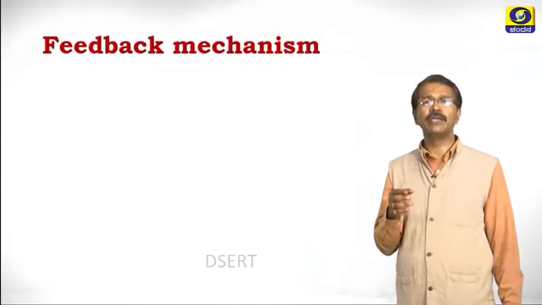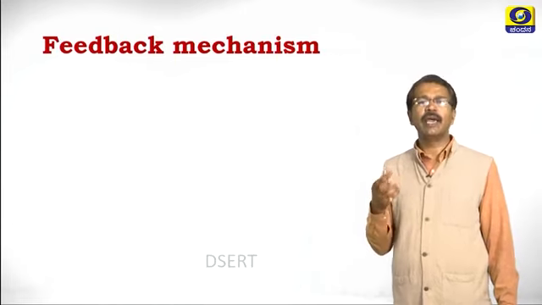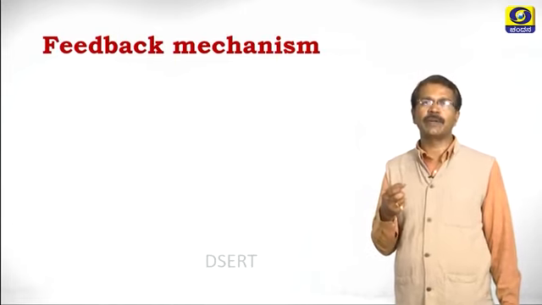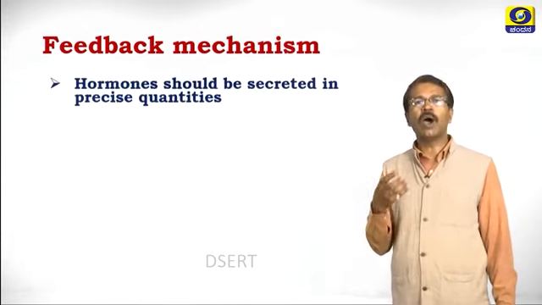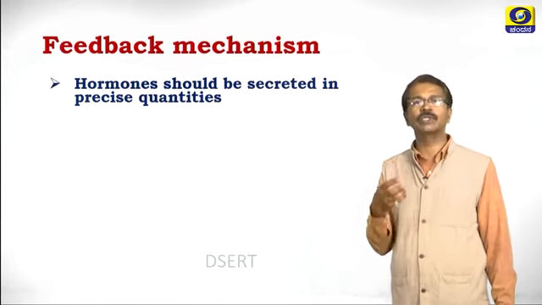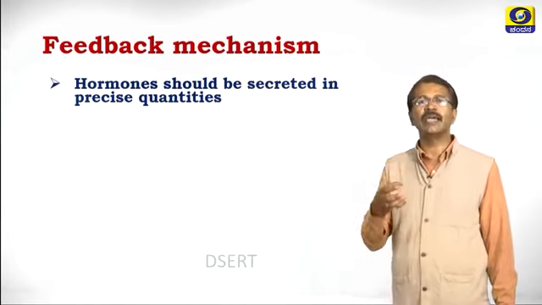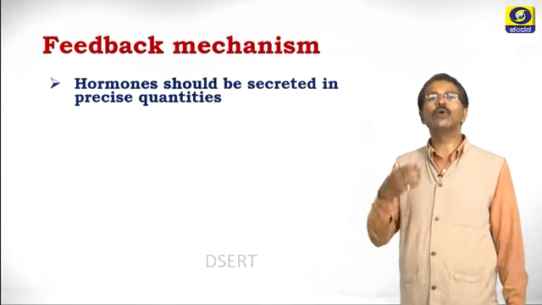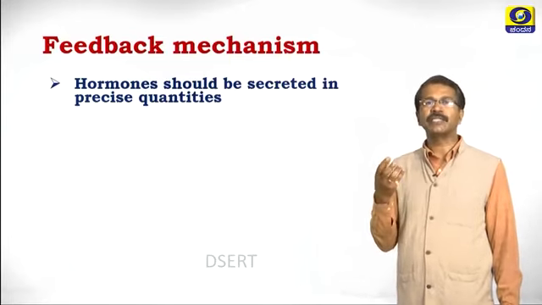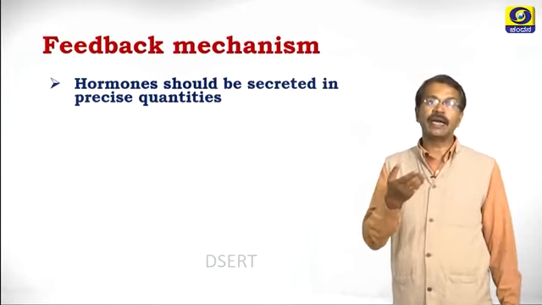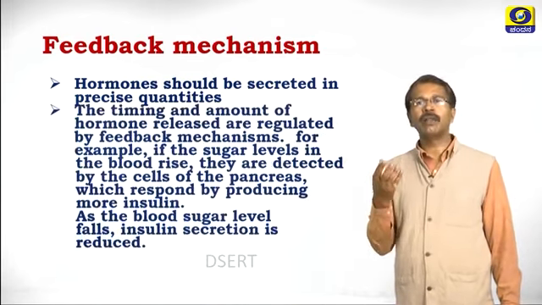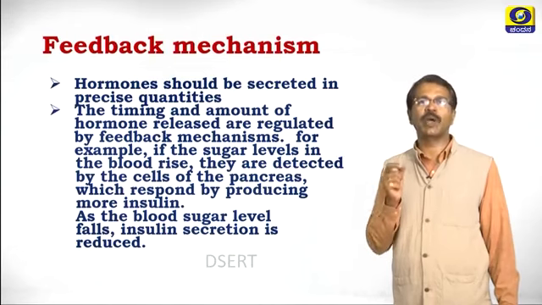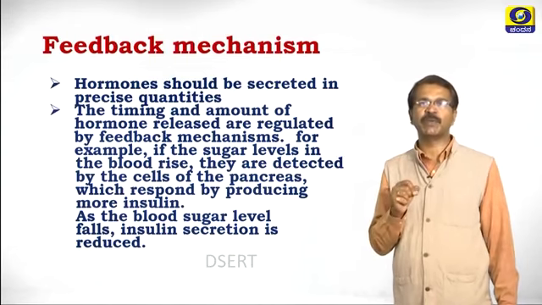Likewise, all these endocrine glands help in coordination. Now come to the feedback mechanism. What is this feedback mechanism? How do hormones or glands come to know that it is the right time to produce hormones? Who will stimulate that? That is stimulated by the conditions in the body. Take for example, all the hormones are secreted in precise quantities. The timing is also very specific.